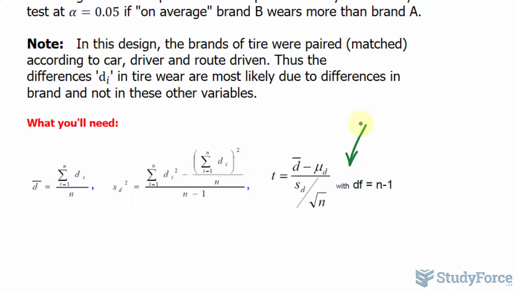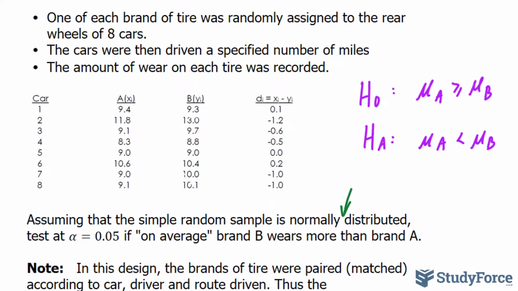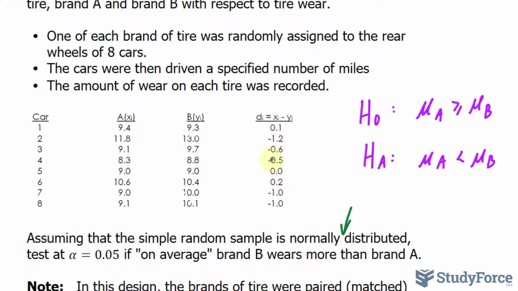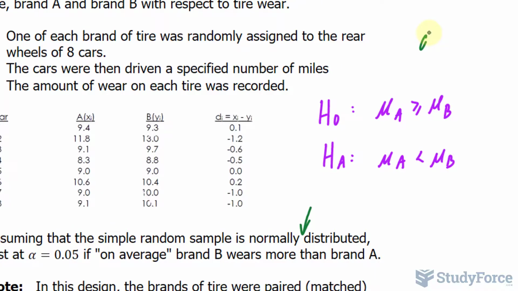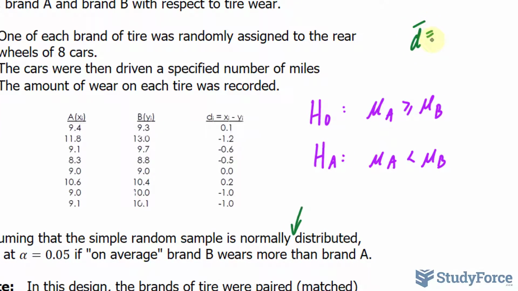find in a table. The formula is the average of the differences. So we need to take the average of these numbers. I've already gone ahead and done it for you. I'll write it down right here. You should end up with negative 0.5. And just so that we're clear, I added up these numbers and divided it by 8.